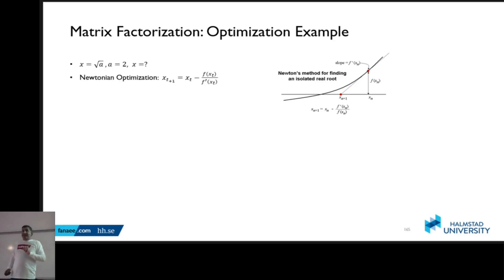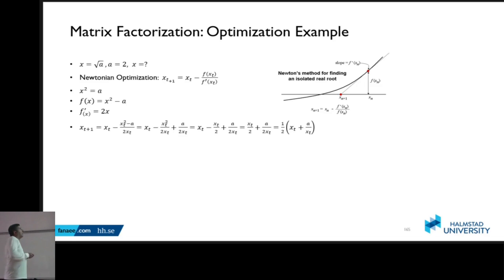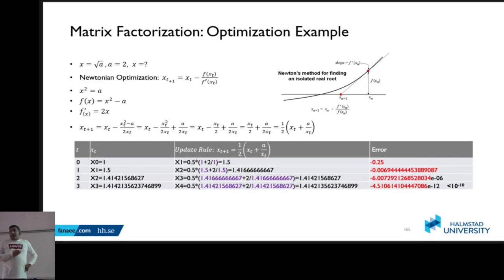But you can do it with Newtonian optimization. What is Newtonian optimization? It says that the value of x at t plus 1 is equal to the value of x at t minus f(x_t) divided by the derivative of f at x_t. We formulate it like this: f(x) becomes x squared minus a. The derivative of this function becomes 2x, right? If we put these values and x_t together and simplify, we arrive at this point. You can follow this at home and see how we arrive from this to here. This is the updating rule that we obtained for iterations.